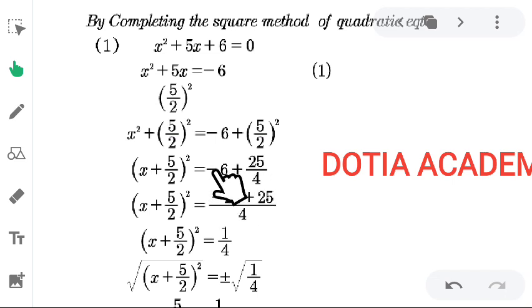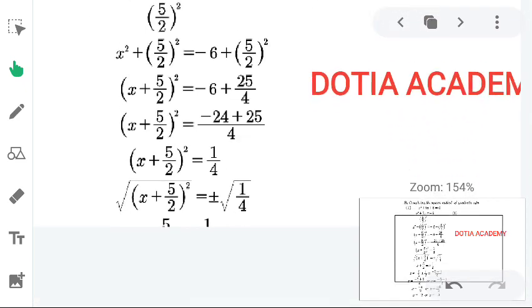So the next thing you are going to do is simplify this. To simplify this, you consider this as minus 6 over 1. So the LCM of 1 and 4 is 4. Then you ask the question, how many 1s can be found in 4? 4. 4 times 6 will give you back minus 24, plus 4 in 4, 1 times 25, 25. Again, you have s plus 5 over 2 everything squared to be equal to minus 24 plus 25 over 4, which is equal to 1 over 4. Then you consider taking the square roots on both sides in order to eliminate the squaring.